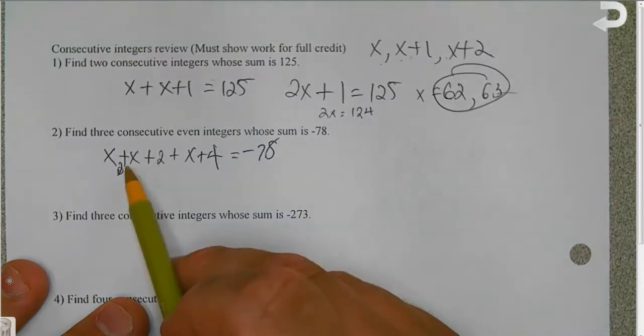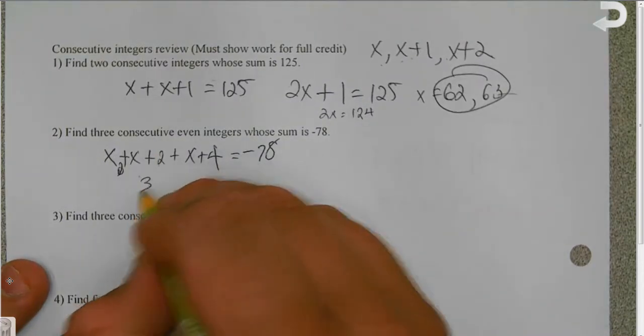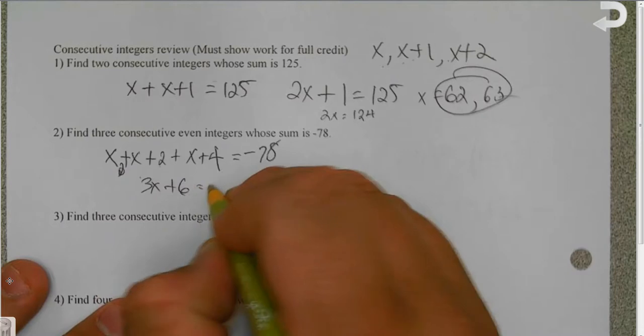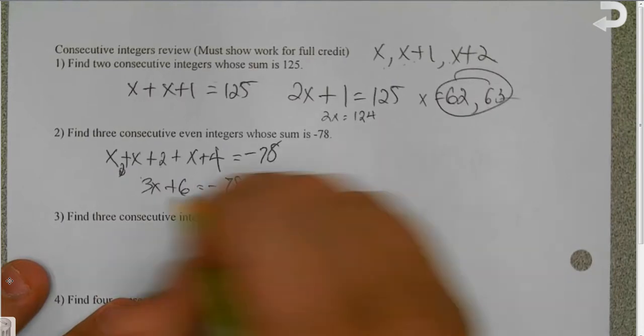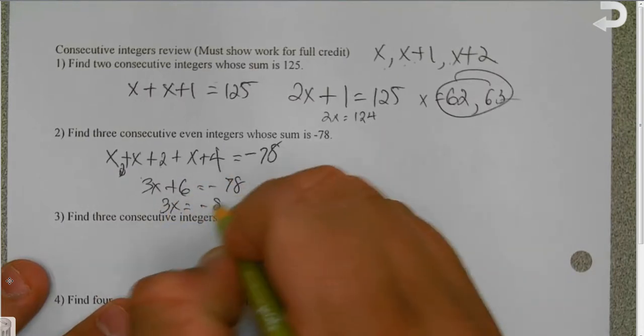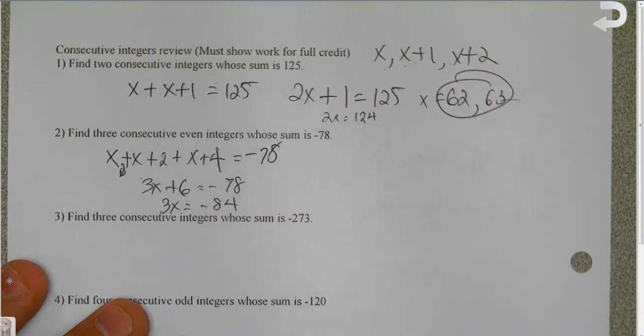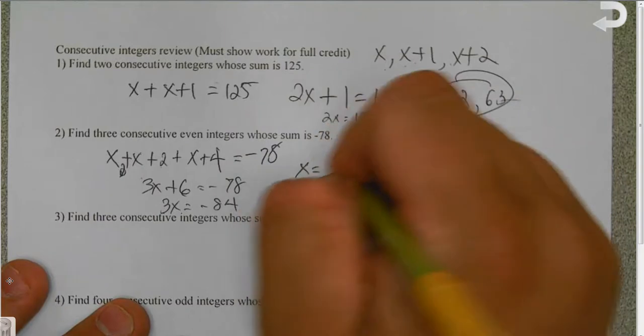We count these all up. We get 3x plus 6 equals negative 78. 3x equals negative 84. Then we solve, and we get that x is equal to negative 28.